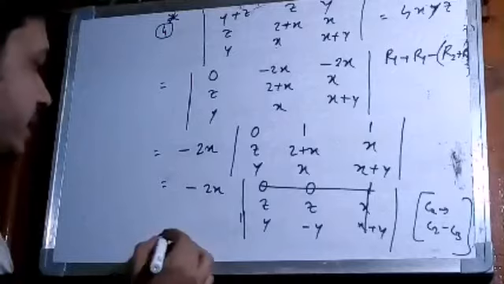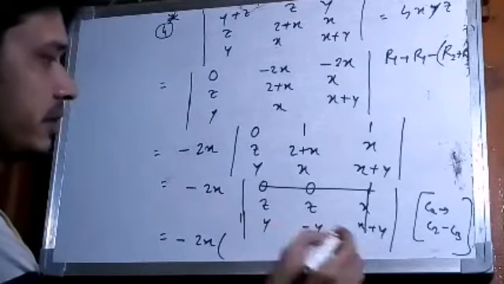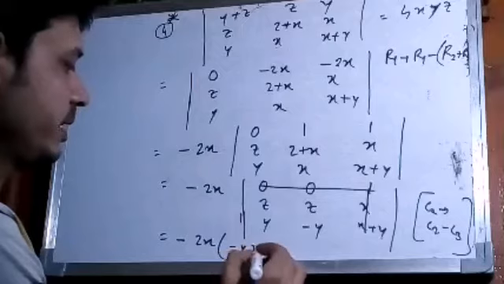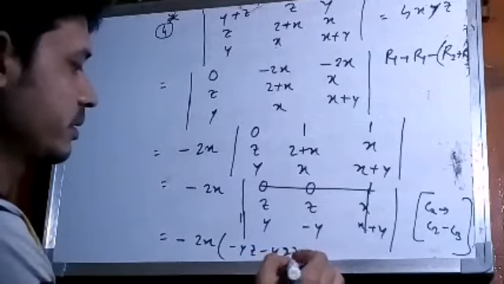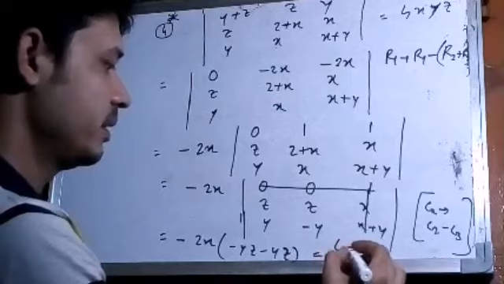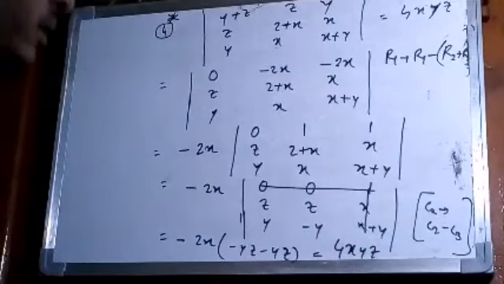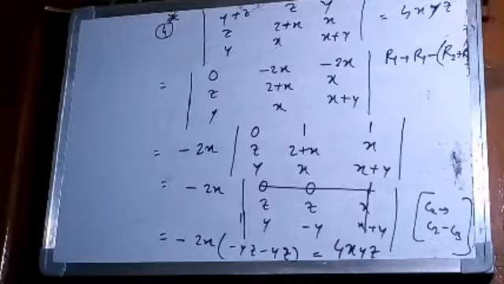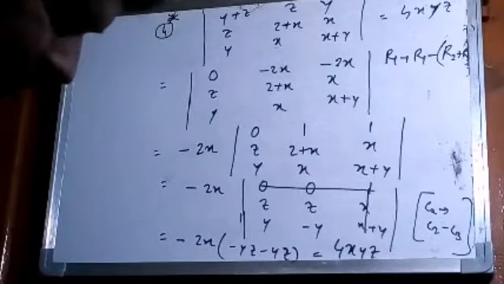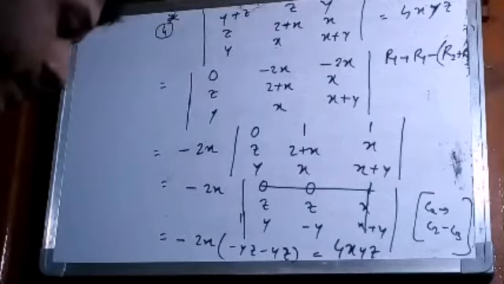So what we get is equal to minus 2x times minus yz, so it becomes minus 2yz into minus 2x. The result becomes equal to 4xyz. This one we have to prove, 4xyz. It's a very important sum for school exams and board exams. So many times it is given in school exams and board exams.